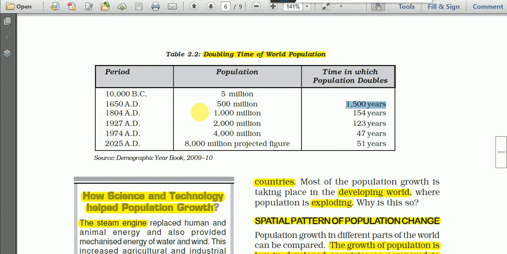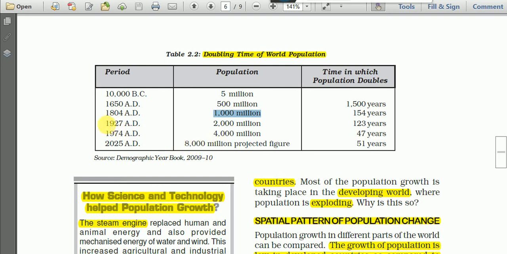Then in the year 1804, the population of the world became double. That is from 500 million to 1,000 million. So for the world population to double, it took 154 years. That means 1804 minus 1650 is 154 years. The world took 154 years to double its population, from 500 million to 1,000 million.